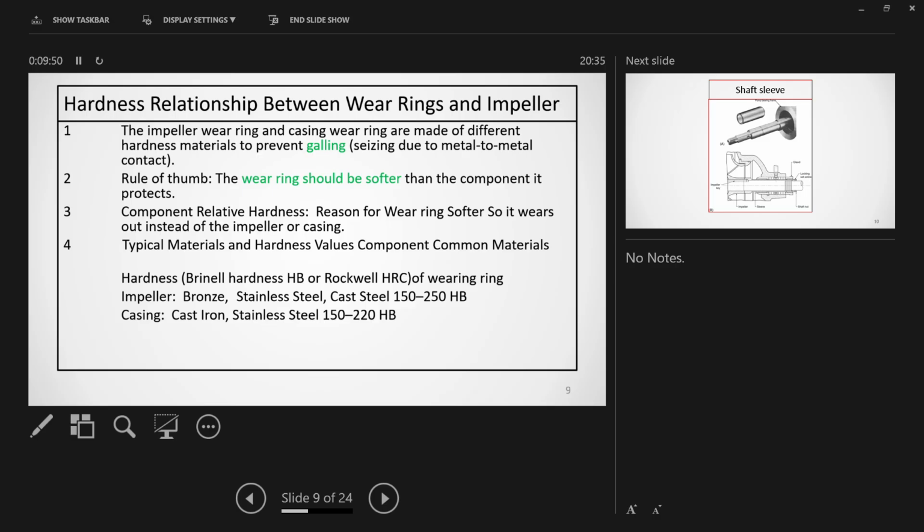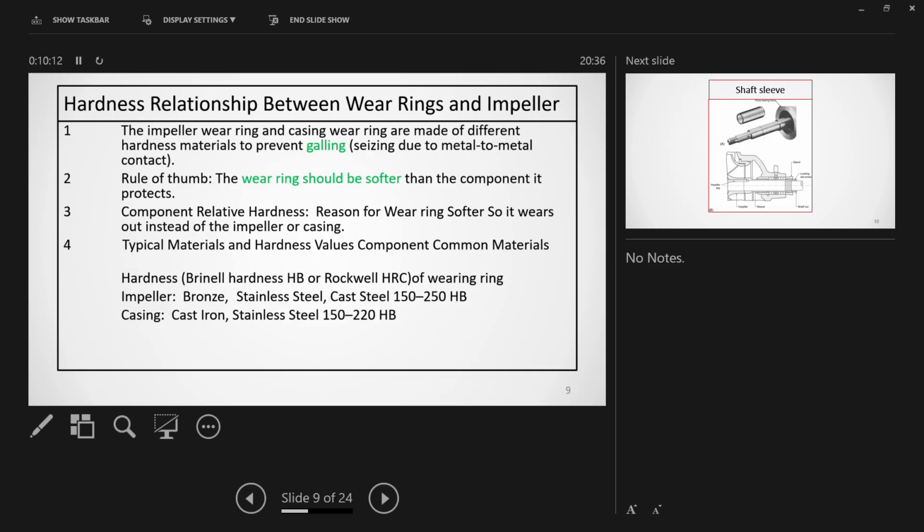The rule of thumb says the wearing ring should be softer than the component it protects. Means if you are protecting the casing, the wearing ring would be softer than the casing. And if you are protecting the impeller, the impeller wearing ring should be softer than the impeller.